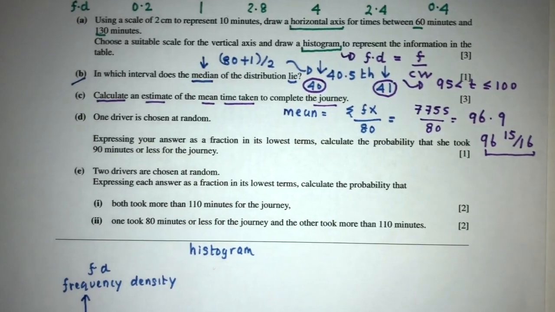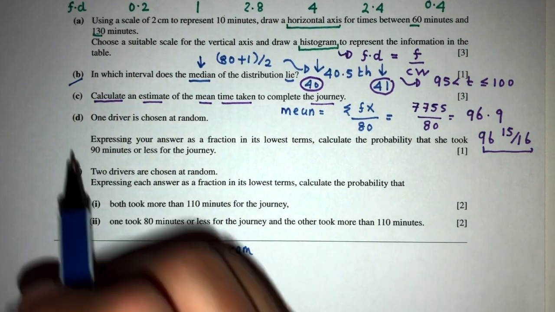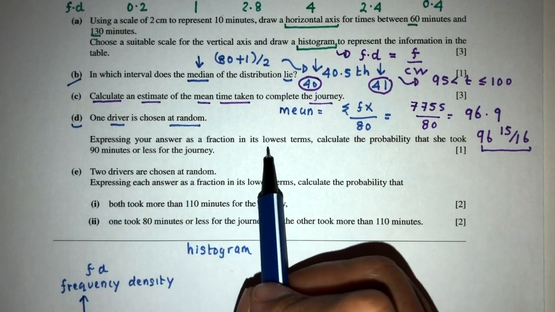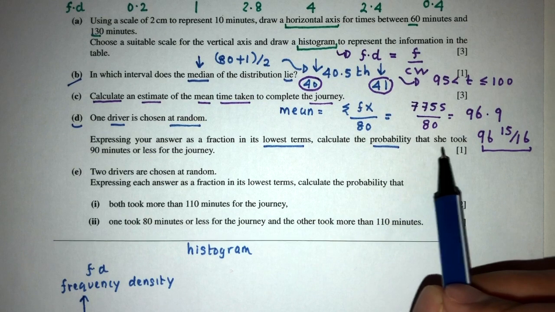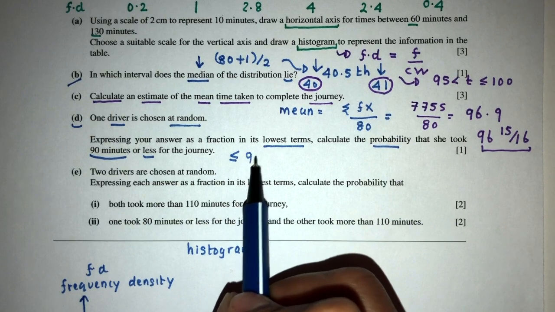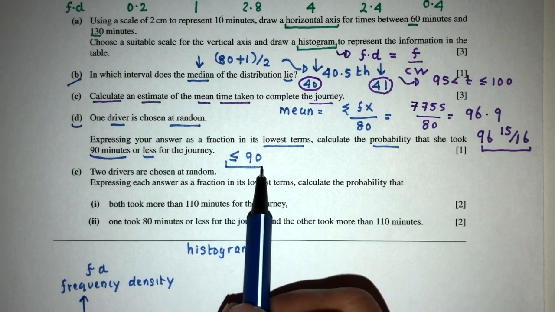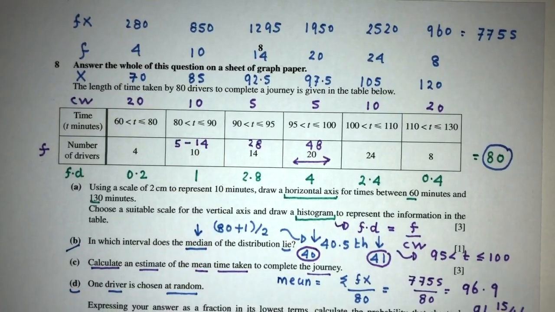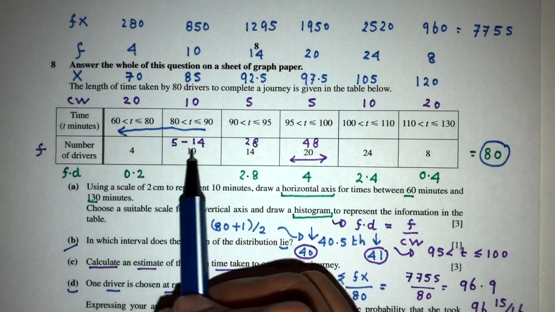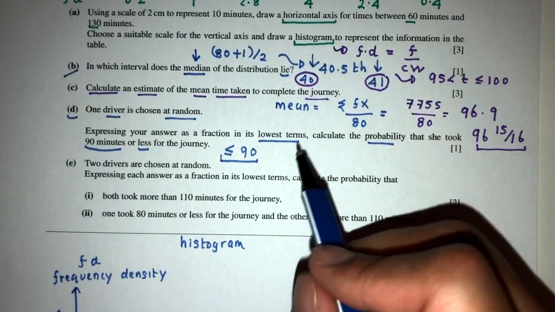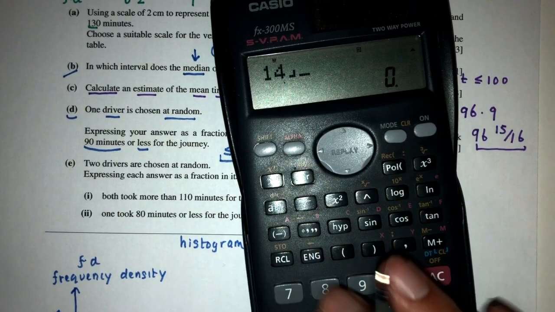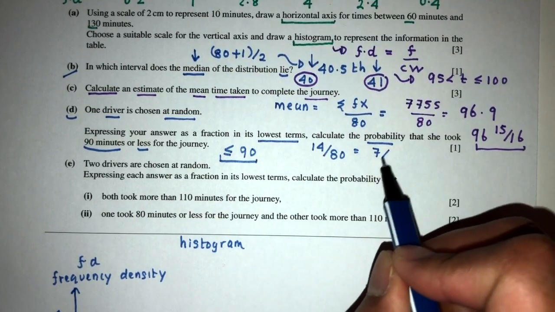Now let's move on to part D of the question. So one driver is chosen at random. Expressing your answer as a fraction in its lowest term, calculate the chance that she took 90 minutes or less. So 90 minutes or less. So pretty easy. Let's go find out what those values are. Going back to your table, 90 minutes or less will be all of this, right? Basically, that will be 10 plus 4. That will be 14. So 14 over 80 people. That will be what? 14 over 80, that should be 7 over 40 as your answer.